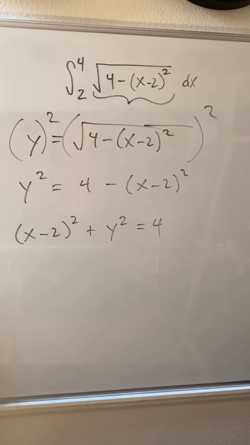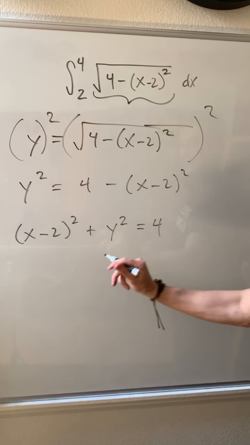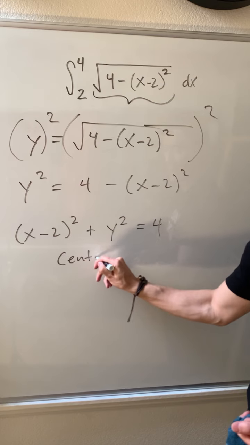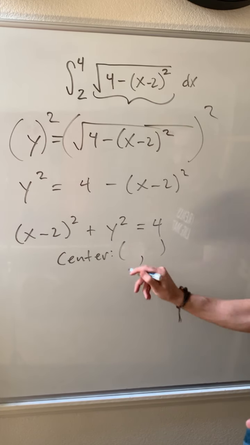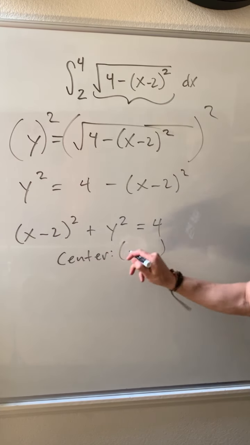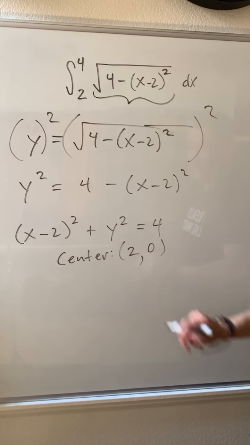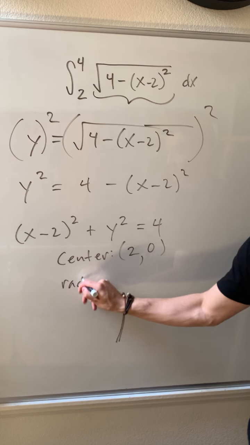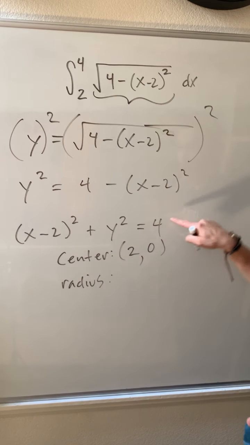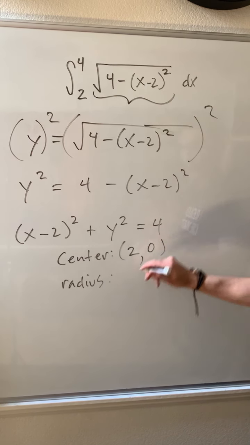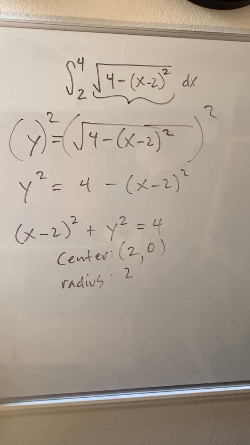So what we can do is, this is actually a circle, and the center of this circle is at (h, k). It would be positive 2, because you take the opposite, and then this has no shift, so it's 0. And then the radius of this circle would be the square root of this number, which is of course 2. So what would the graph of that even look like?